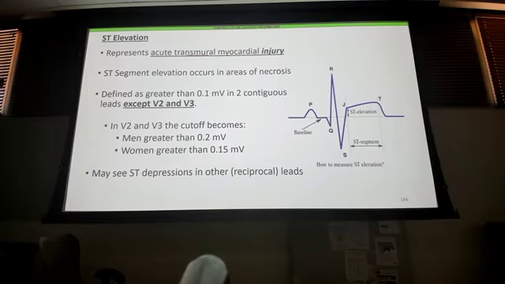And to be able to say that this patient has an ST elevation, you first have to identify, well, where's the J point? And then you have to compare that to the baseline of the EKG to see if it's elevated. And once you've determined that, to be able to say that this is an ST elevation, you need at least a 1 millimeter or 0.1 millivolt increase in 2 contiguous leads, unless it's V2, V3, where you get a little more of a cutoff depending on if you have a male patient or a female patient.